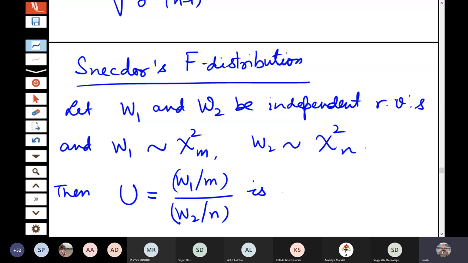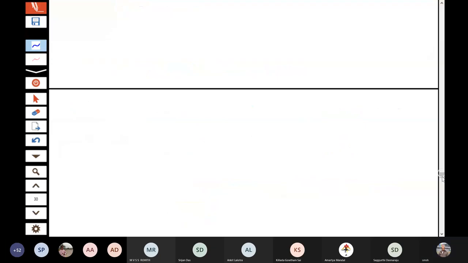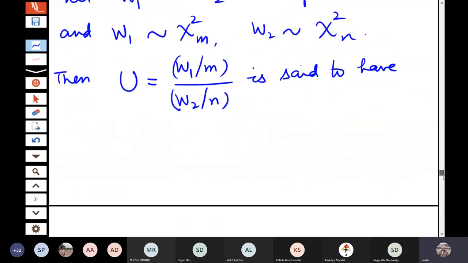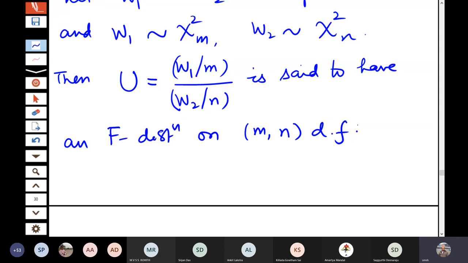This is said to have an F distribution on m, n degrees of freedom. Okay, here two degrees of freedom are coming, one from the chi square in the numerator and one from the chi square in the denominator. Okay, we write U follows F m, n. So we write like this.